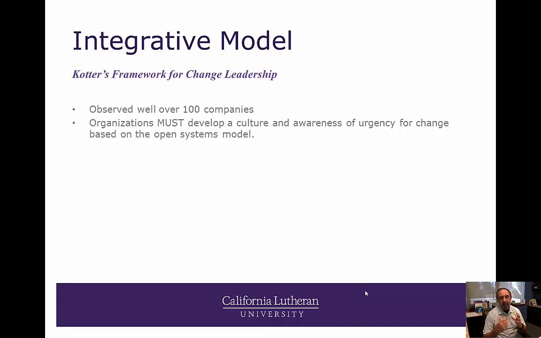So Kotter's put together this framework for change leadership, and it's been looked at in well over 100 companies. And that awareness for change and that urgency to develop that change are based on the open systems model. The open systems model states that organizations operate in an environment that has various elements that require them to adapt to the change, right? So what does that open systems model look like?